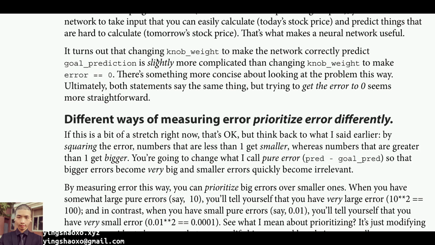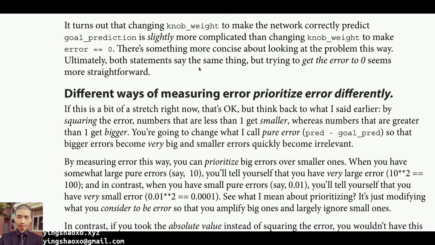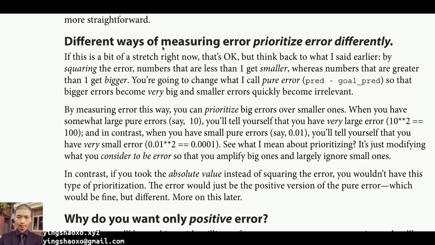It turns out that changing the knob weight to make the network correctly predict the goal prediction is slightly more complicated than changing the knob weight to make the error equal to 0. There's something more concise about looking at the problem this way. Ultimately, both statements say the same thing, but trying to get the error to 0 seems more straightforward. Different ways of measuring error prioritize error differently. If this is a bit of a stretch right now, that's okay.